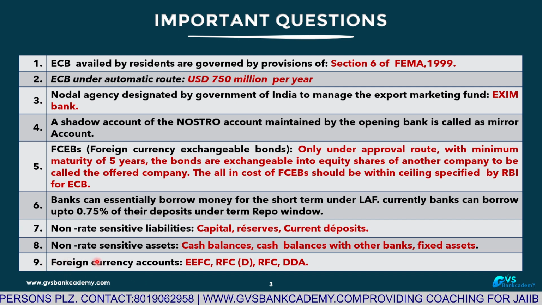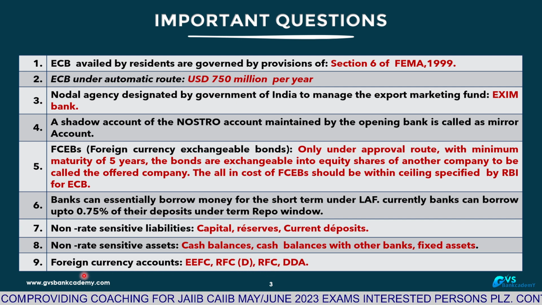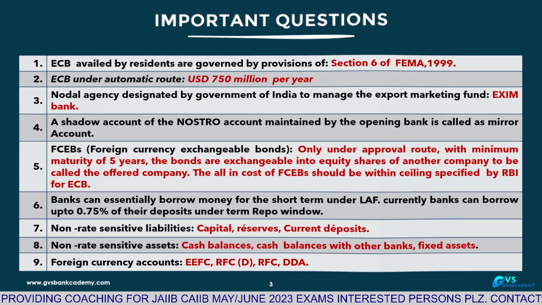9. Various types of foreign currency accounts. EEFC, exchange earners foreign currency account, a current account, where 100% they can deposit. RFCD, resident foreign currency domestic account, resident foreign currency account, diamond dollar account. These accounts are all in foreign currency.